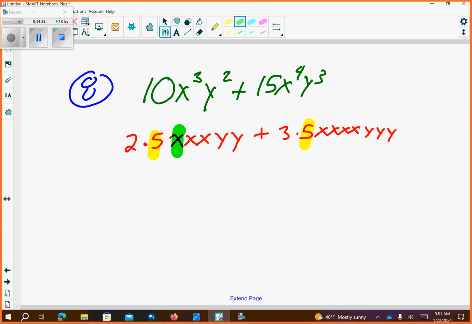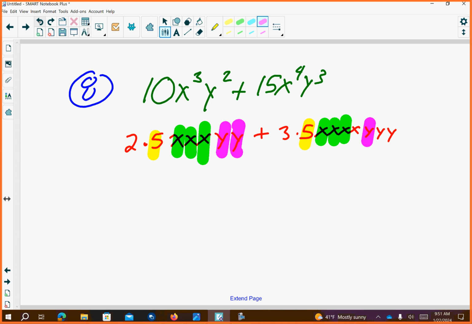I have x, x, x, and x in common. And then I have a y and a y. Maybe I should have chosen a better color. Let me undo those. With blue, I have a y, a y, a y, and a y.